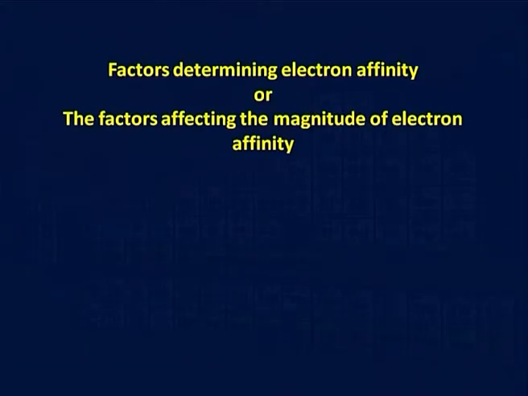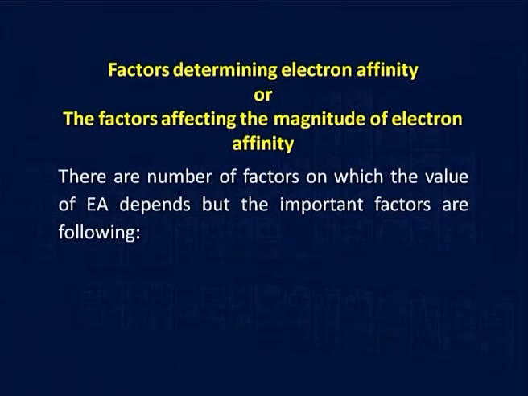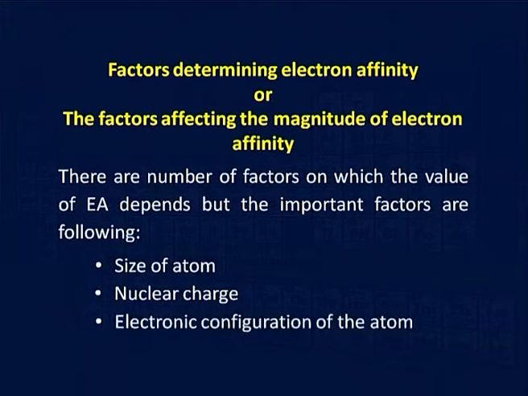Now, we will see the factors which determine the electron affinity, or the factors affecting its magnitude, because some elements have a tendency to gain electrons, and when they gain the electron, different amounts of energy are liberated, as we have seen in the earlier table. There are a number of factors on which the value of electron affinity depends, but the important factors are size of atom, nuclear charge, and electronic configuration of the atoms.